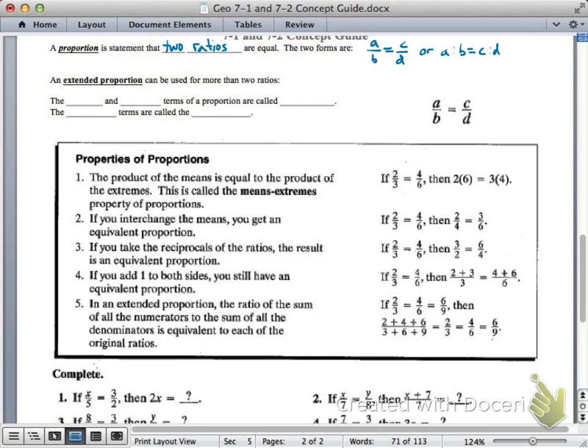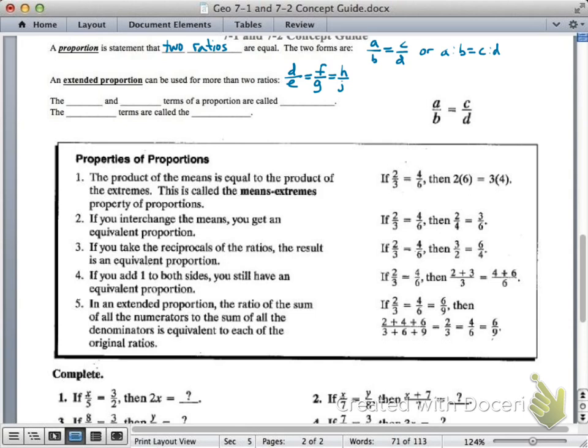This is an equation. Now, we can use the properties of an equation. But we can also see it as an extended proportion. This is a term that you'll see. An extended proportion is where you can actually set more than one ratio equal to each other.